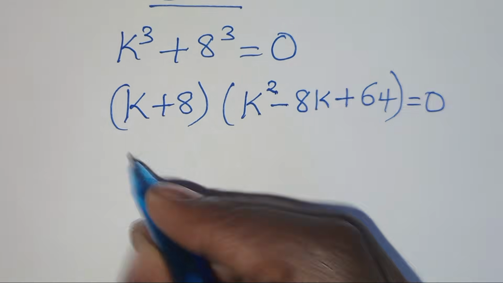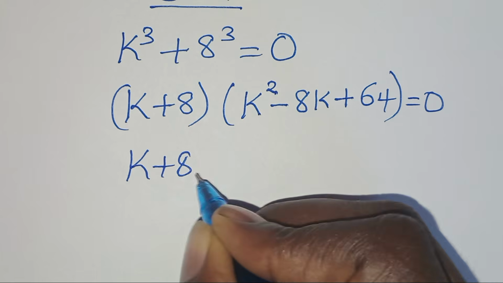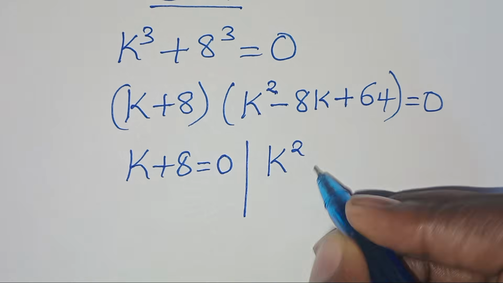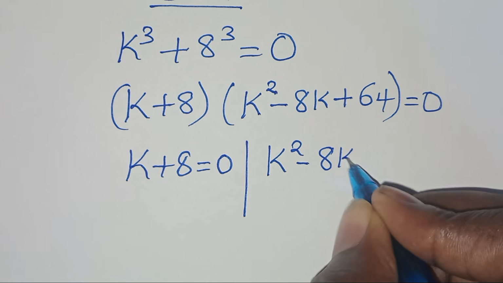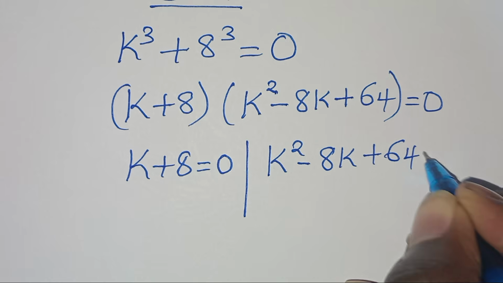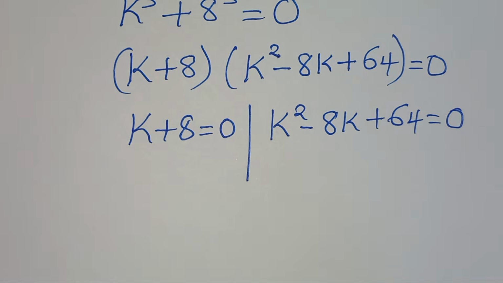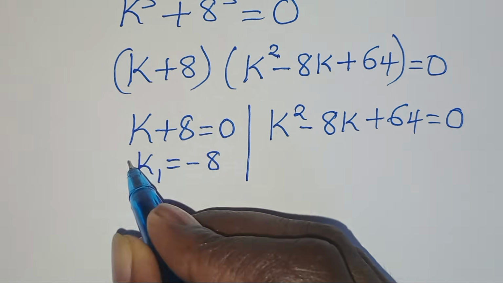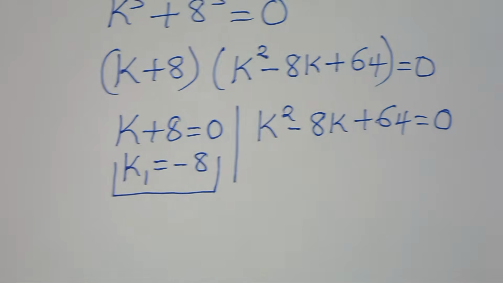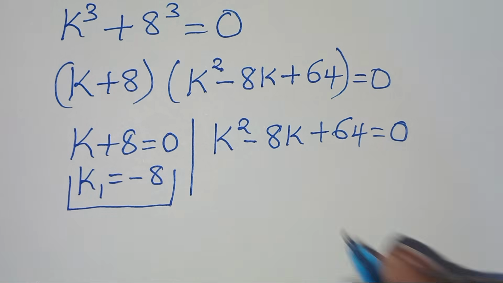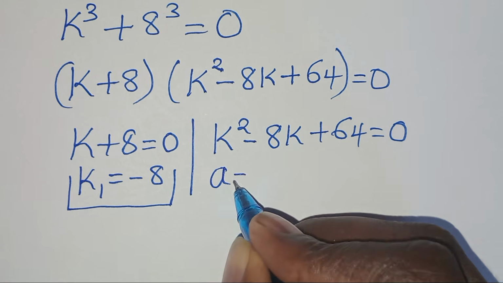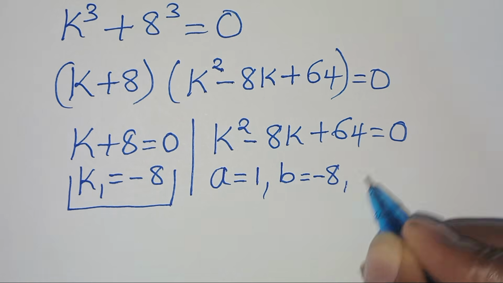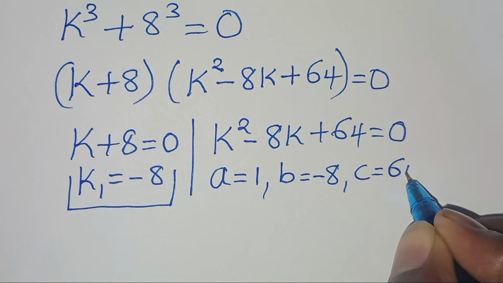So we have got two parts here. We have k plus 8, which is equal to 0. Then we have a quadratic equation, which is k^2 minus 8k plus 64, which is equal to 0. From the first part here, we have k1 is equal to negative 8. The second part here is a quadratic equation where we have a is equal to 1, b is equal to negative 8, and c is equal to 64.